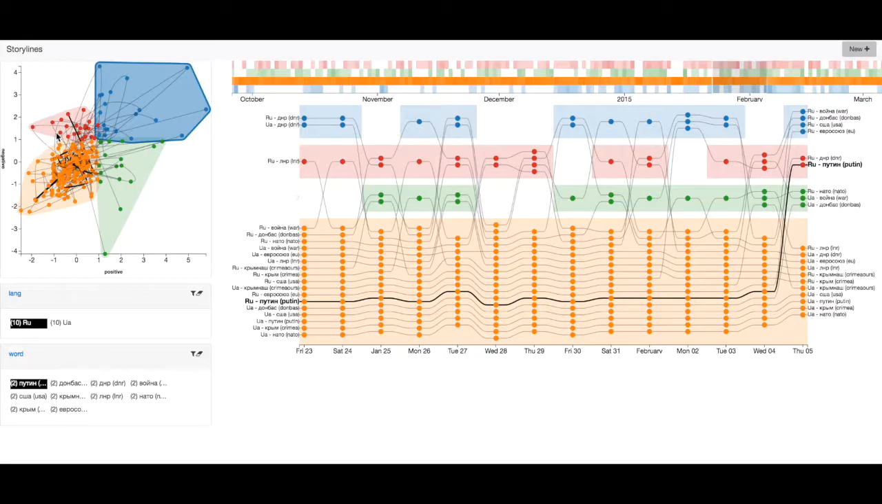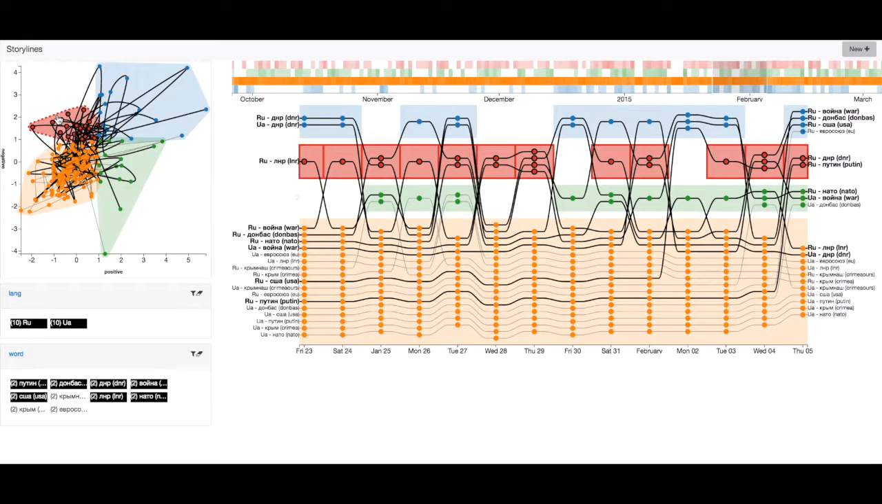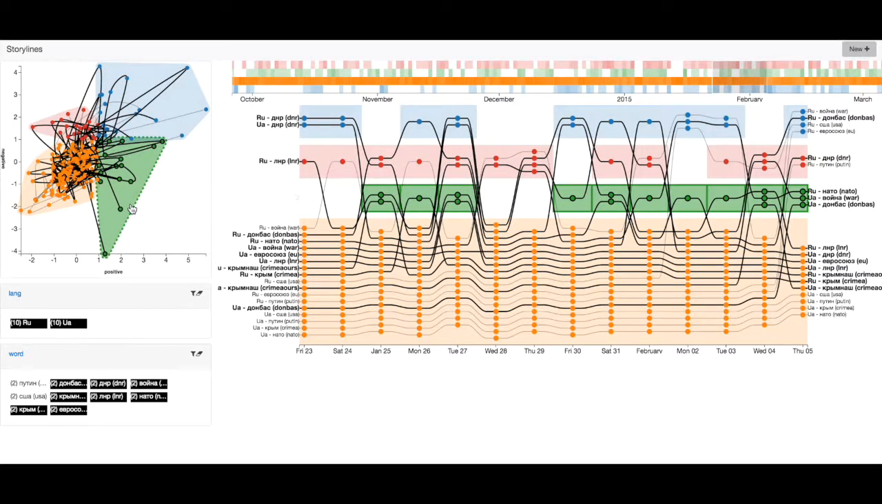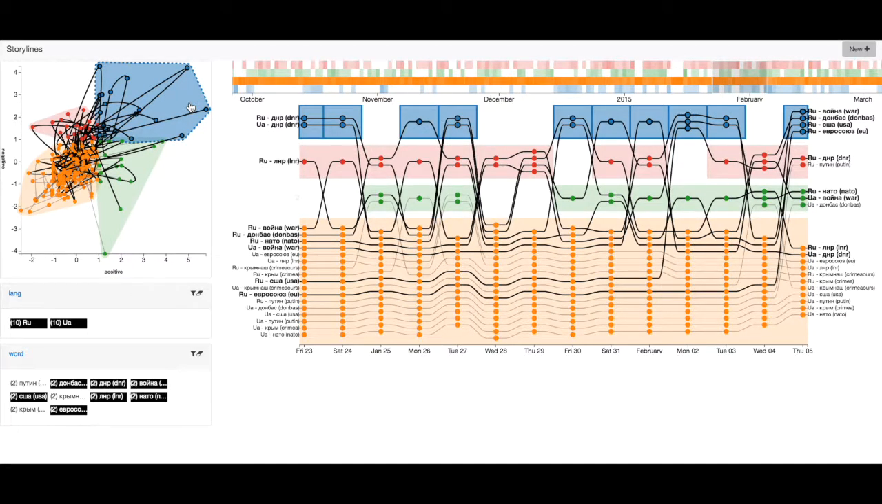The orange region represents normal stances. The red region represents points where there is a higher than normal amount of posts with negative stances. The green region represents points with a higher than normal amount of posts with positive stances. The blue region represents points with a higher than normal amount of posts with both positive and negative stances.